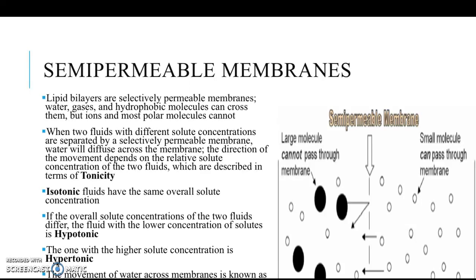The direction of the movement depends on the relative solute concentration of the 2 fluids, which are described in terms of tonicity. Isotonic fluids have the same overall concentration. If the overall solute concentrations of the 2 fluids differ, the fluid with a lower concentration of solutes is hypotonic. The one with the higher solute concentration is hypertonic. The movement of water across membranes is known as osmosis.